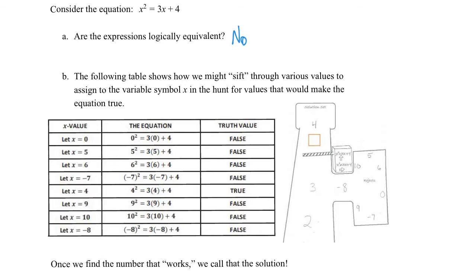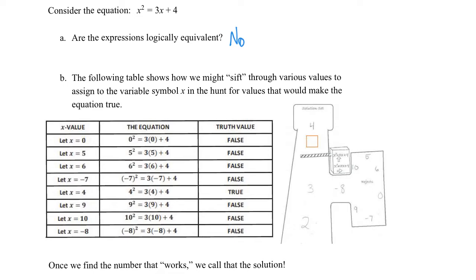No. Another way to think about logically equivalent would be if you chose a value for x, that every single value you chose for x, if I substituted on the left side and I substituted on the right side, these would be exactly the same. So like take 3, for example. If I plug 3 in for x squared, I get 9. If I plug 3 in on this side, I get 9 plus 4, which is 13. 9 is not the same as 13. So that's why these are not logically equivalent.